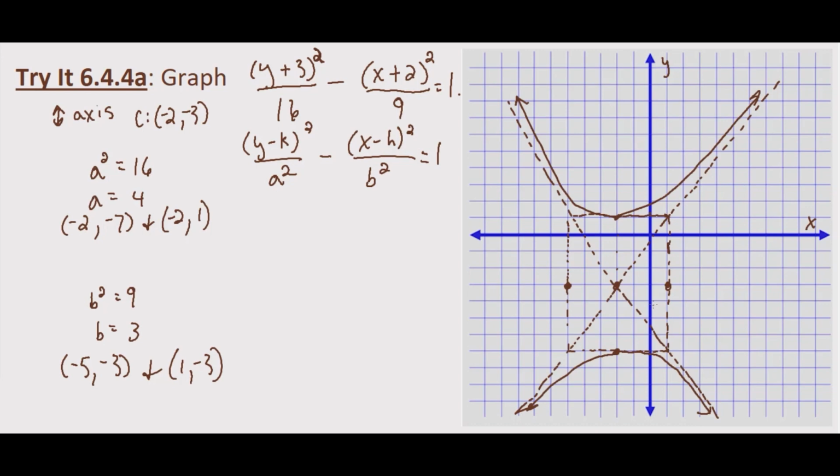So again, to recap, we know it opens up and down because the y squared term comes first. The x squared term is being subtracted. We know the center is at (h, k) when we're in standard form, which is (-2, -3). We find a based on our a squared. Then we move that direction up and down from our center. We find b, and then we move left and right that amount from our center to form our box. Draw our asymptotes through that box, and then draw in the curve that represents the hyperbola approaching those asymptotes, opening up and down.